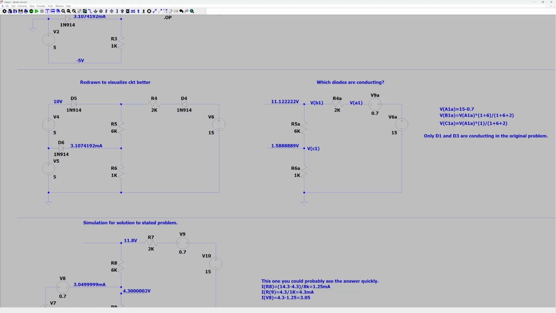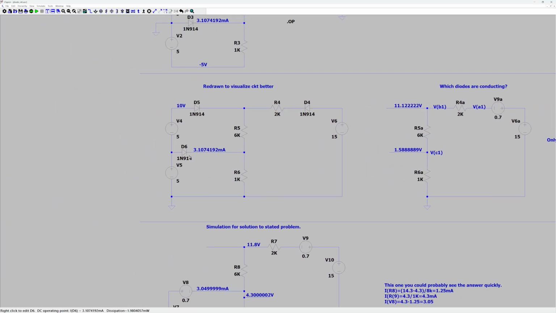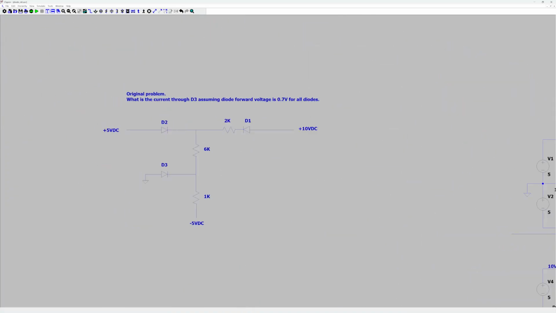And so you can see with this being 11 volts, D5 is not conducting current in the forward direction. This being 1.59 volts, D6 would be conducting current in the forward direction. And with real diodes, the question, what's the current through D3?